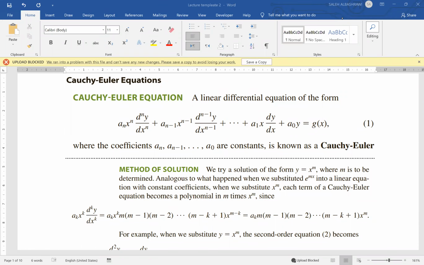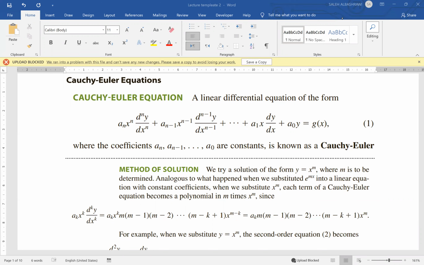In this lecture, we are going to speak about the Cauchy-Euler equations. The Cauchy-Euler equation is a linear differential equation of the form a sub n x to power n multiplied by the nth derivative of y, plus a sub n minus 1 x to power n minus 1 multiplied by the (n minus 1)th derivative, and so on.